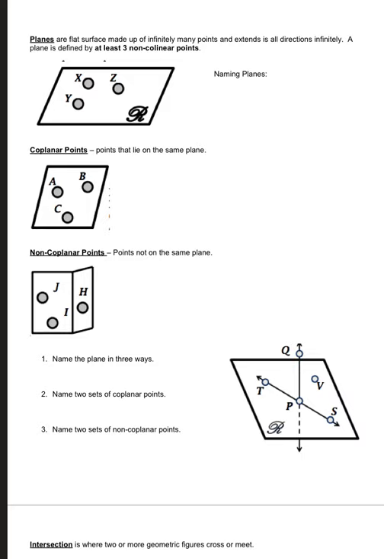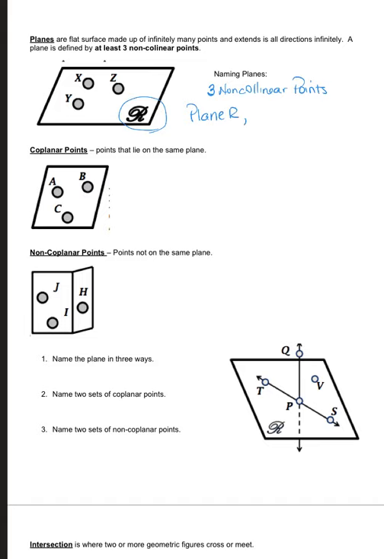Now, when we name them, we can name them a few different ways. So we can name them with 3 non-collinear points, like it just said. Or we can use this letter down here in the corner with no points. All right, so we can call this plane R because that's the letter that's there with no points.